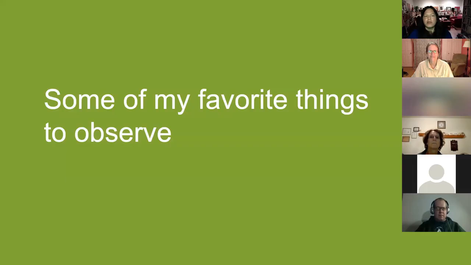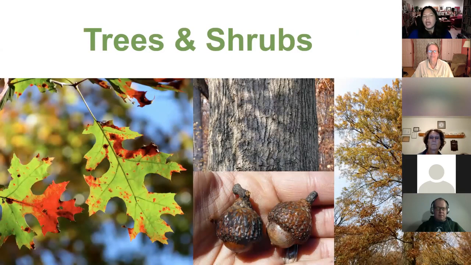Okay, some of my favorite things to observe: trees and shrubs. I am a tree lover. When you're taking a picture of a tree for a naturalist, you don't want to just take a picture like the one on the right, because some people might be able to glean what that species is just by shape and the branching, but most people probably not. They're not tree experts. You need to take a couple of detailed characteristic pictures.